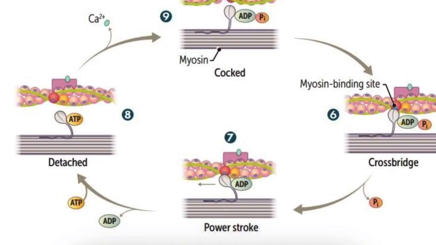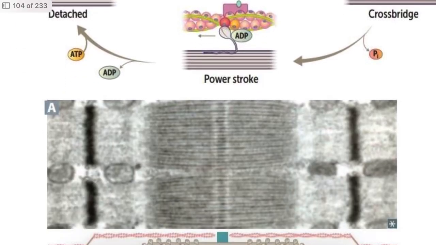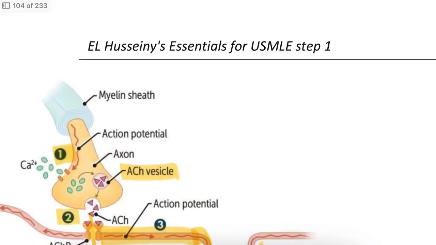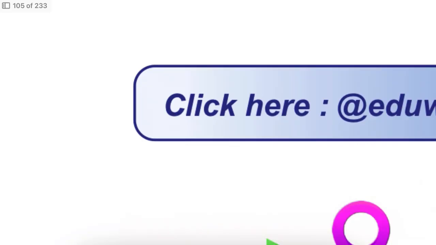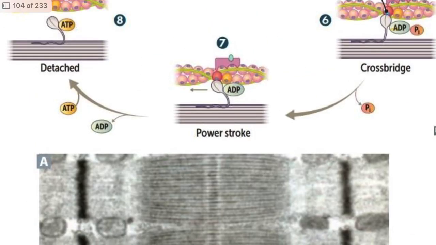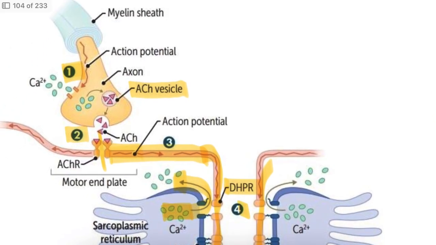So next will be skeletal muscle contraction. Everything we discussed about skeletal muscle and excitation contraction coupling in skeletal muscle. So guys, now I am going to give one small recap for everything: skeletal muscle contraction from nerve impulse to muscle movement.